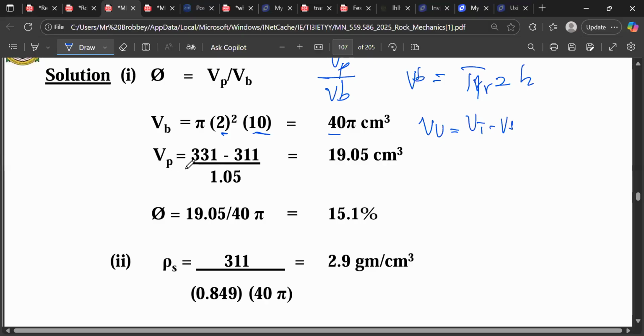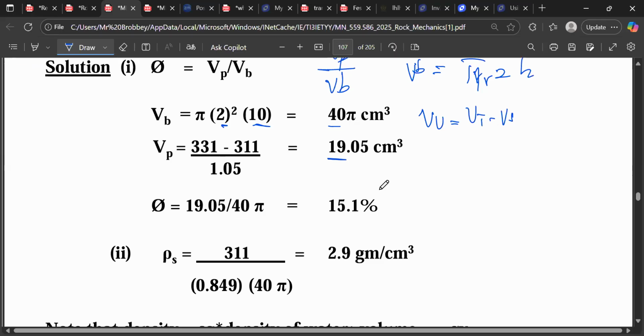So the VP being 331 minus 311, and then when you compute again to get your total void, the pore volume being 19.05 grams. Oh, sorry, 19.05 centimeter cube, right?